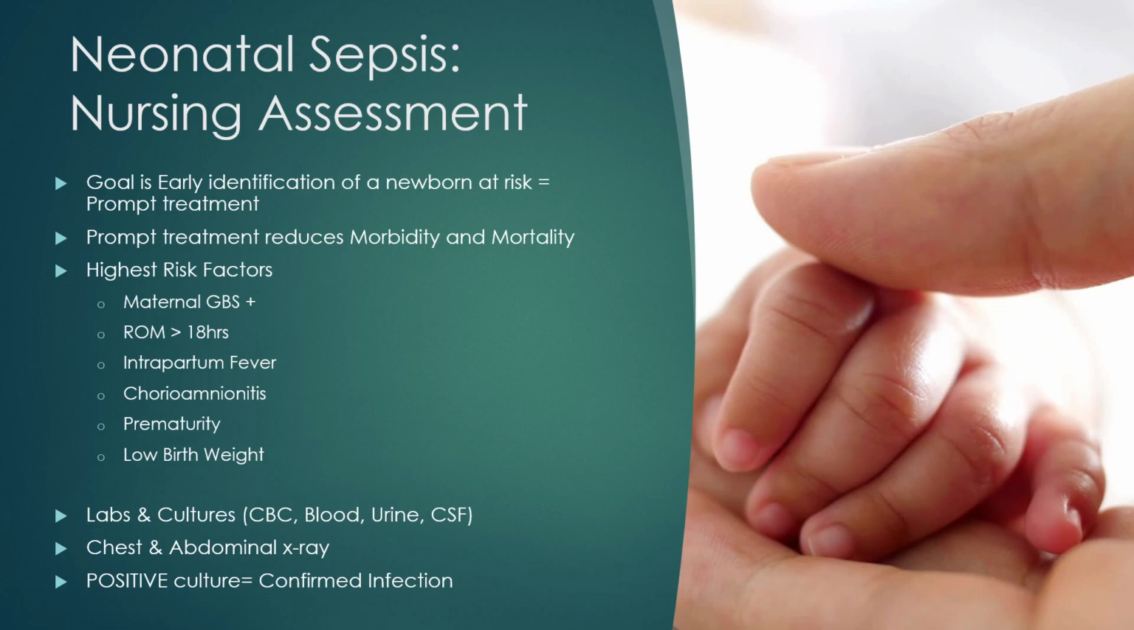Now, if there is a suspected infection, the nurse would expect to draw labs to assess for anemia, leukocytosis, and leukopenia. Elevated CRP levels would indicate inflammation, and blood, urine, and CSF cultures would help to identify the location and type of infection that's present. Chest x-rays and abdominal x-rays would be ordered to see if there's any infectious process occurring. And if there are any cultures that come back positive, that would confirm that newborn has an infection.